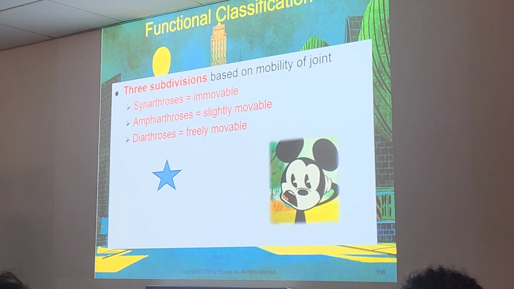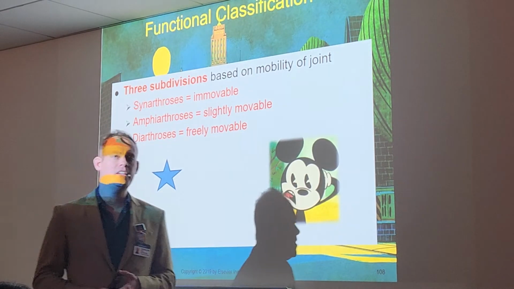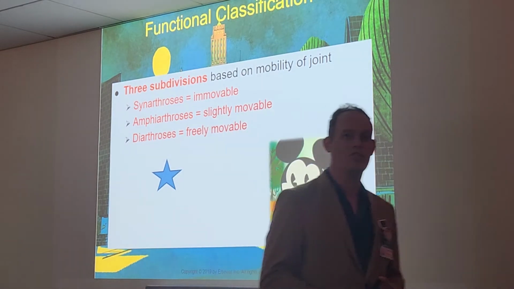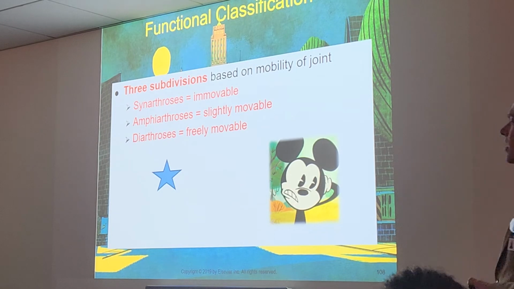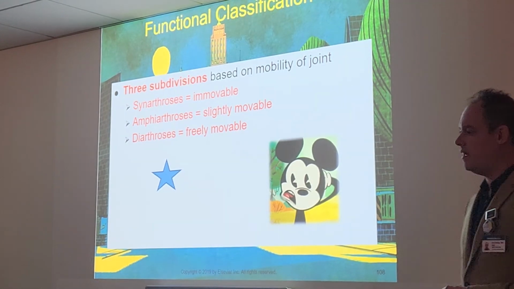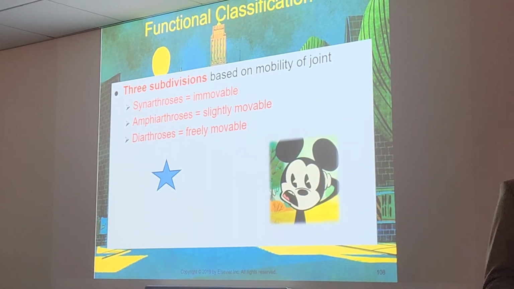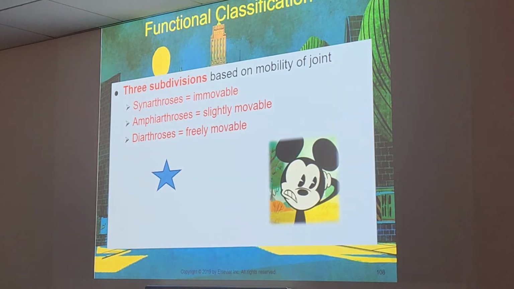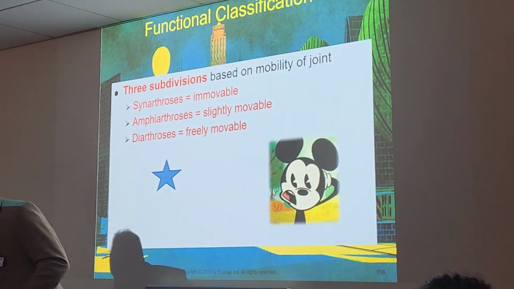All right, so we have three subdivisions. This is based on the mobility. How does that joint move? We have synarthrosis, amphiarthrosis, and diarthrosis. Please put a big star on those three terms. Know what they mean. You're going to see them used a lot in different types of questions. Synarthrosis means it is an immovable joint, a joint that does not move at all. Amphiarthrosis refers to a slightly movable joint. Then, of course, diarthrosis would be the freely movable joints, as most of our synovial joints fall under.